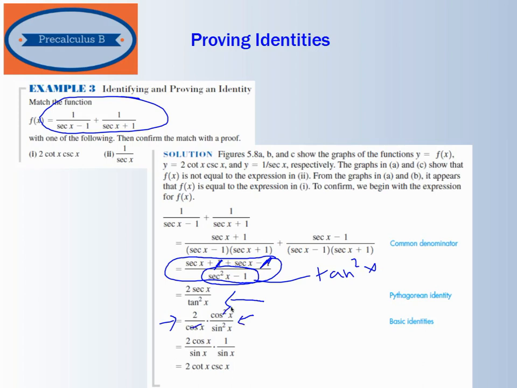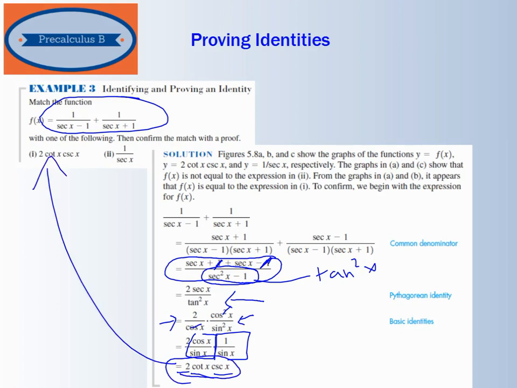Now at this point I see, oh, I can take sine squared and break that up into sine x times sine x. And I can now break this down further into this right here where I have 2 times cosine over sine times 1 over sine. Cosine over sine is cotangent, 1 over sine is cosecant, and 2 is just 2, which gives us 2 cotangent cosecant, which is exactly what we were trying to prove.